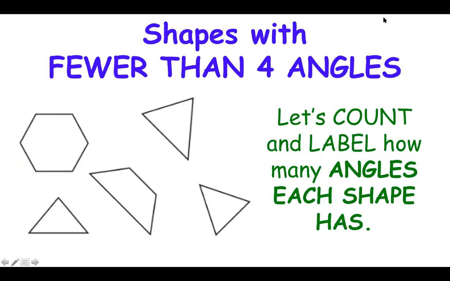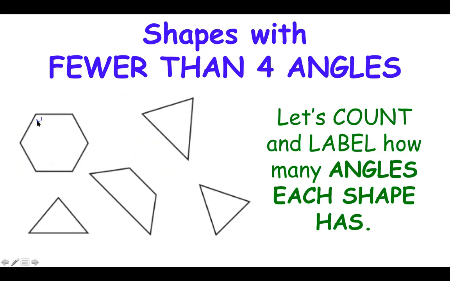Here we go. This time we need to circle the shapes that have fewer than 4 angles. So this time we're looking at the angles, not the sides, and we're looking for the shapes that have fewer than or less than 4 angles. So we have to start by counting and labeling how many angles each shape has.